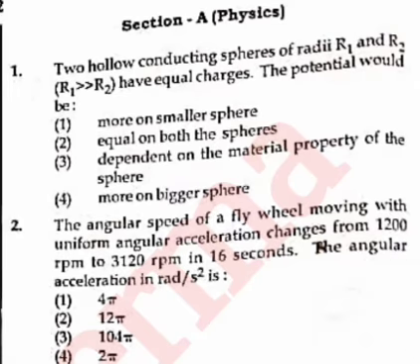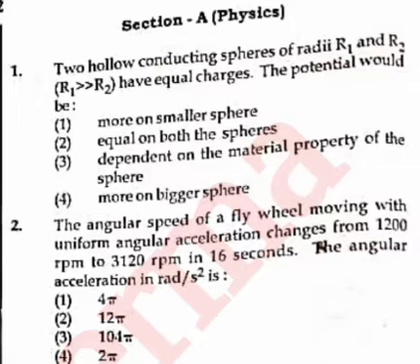Question number 1. Two hollow conducting spheres of radii R1 and R2, where R1 is more than R2, have equal charges. The potential would be: option 1, more on the smaller sphere; option 2, equal on both spheres; option 3, dependent on the material property of the sphere; option 4, more on the bigger sphere. The correct answer is option 1, more on the smaller sphere.